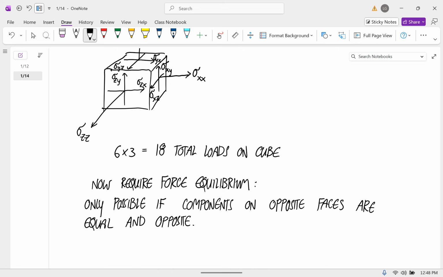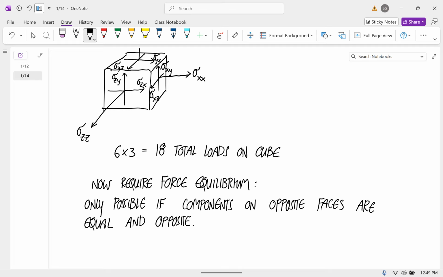Okay, so now that doesn't reduce the number of loads on this cube, but it does reduce the number that are independent. If we know all the loads on, say, the positive faces, then we automatically know all the loads on the negative faces.